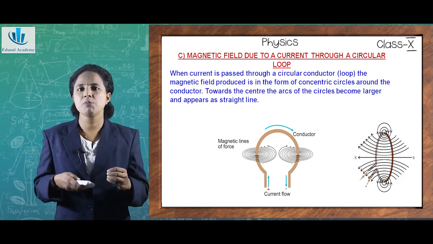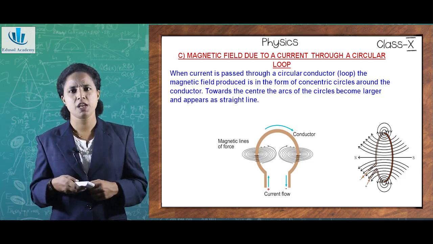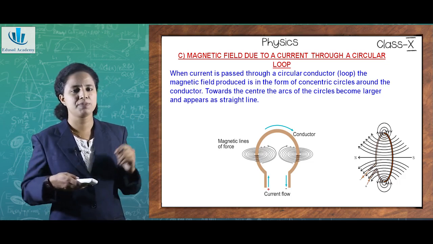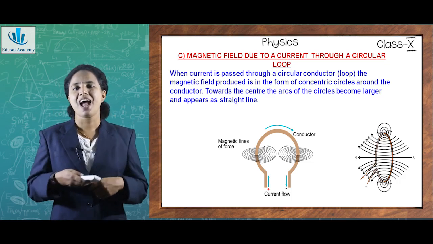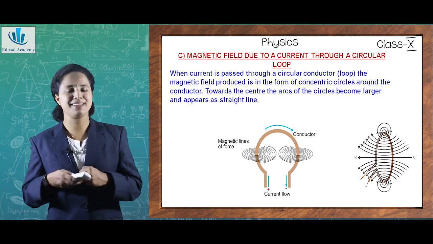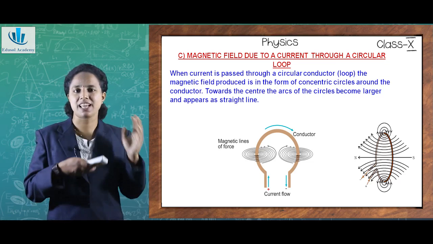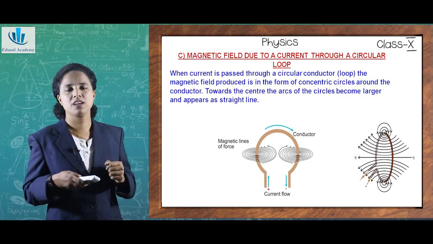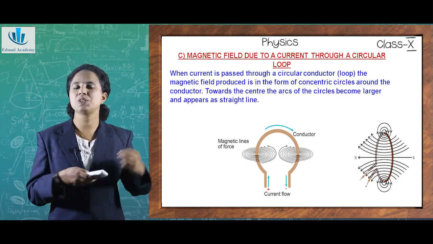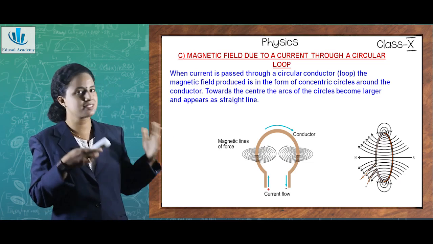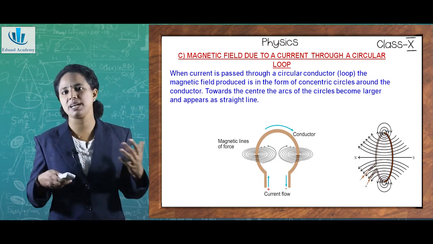So, the magnetic field due to a current carrying straight conductor has already been discussed. What about if the current is through a circular loop? Is there any difference? You can see in the figure there is a circular loop through which current is passing, and how the magnetic field is obtained there. When the current is passed through a circular conductor, such as a loop as you can see in the figure, a magnetic field is produced. And the magnetic field produced will be in the form of concentric circles around the conductor. It is clearly shown in the figure.